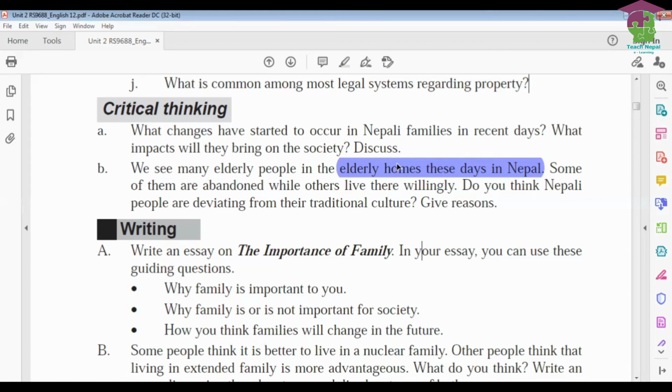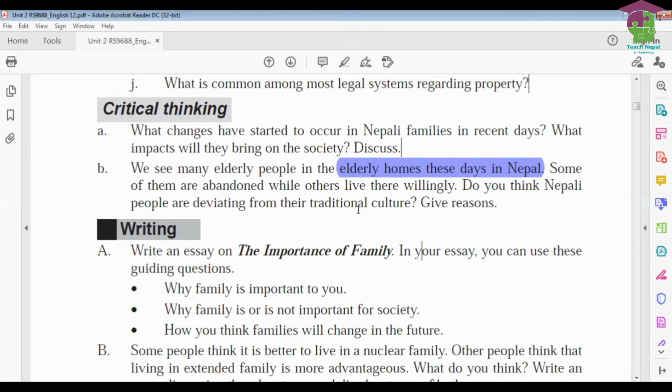left by their offsprings, or they are left by their son or daughter or their family. Might be there are many reasons associated, but this is not any good, and this is against our traditional culture, or against our norms and values of the family life. So these things are really deviating, or they are a form of deviation from the traditional culture. So in that way, we can answer these questions. You can put your arguments for these questions.